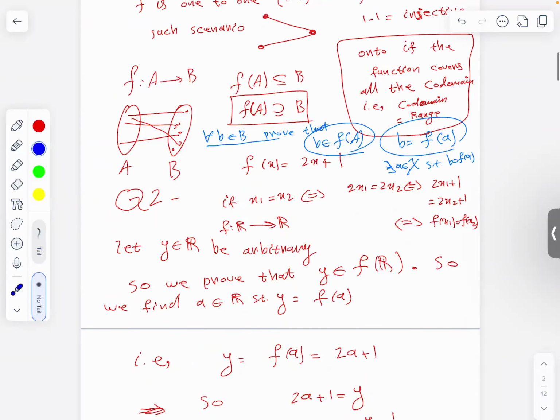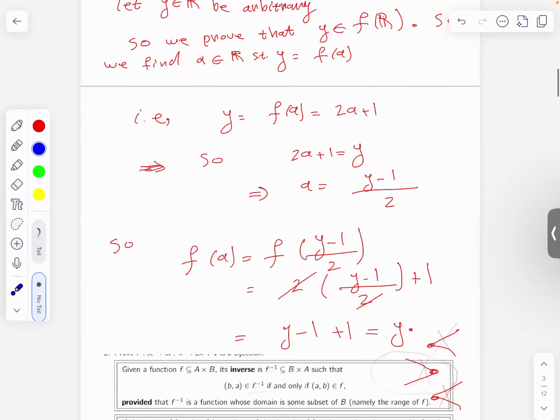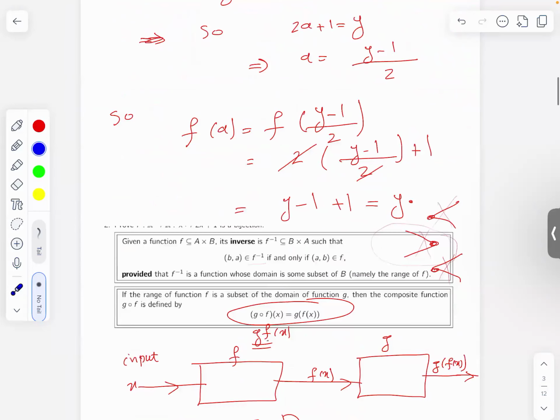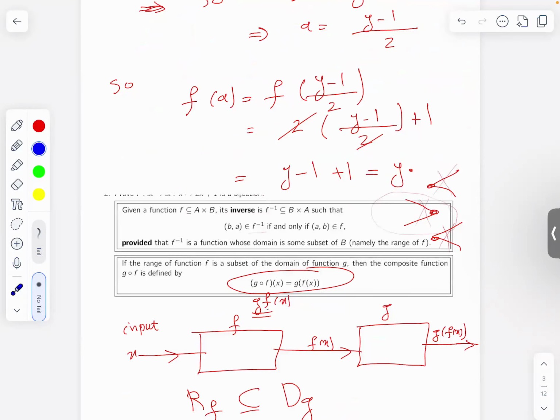Okay, so question 3. If f function is one-to-one, then f is invertible.